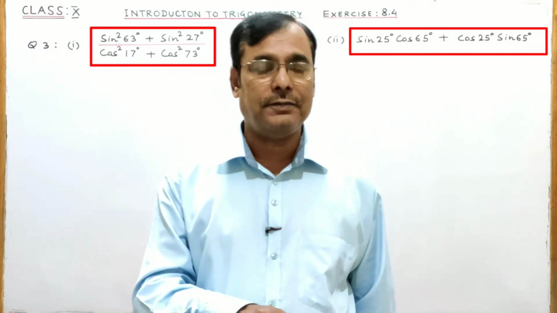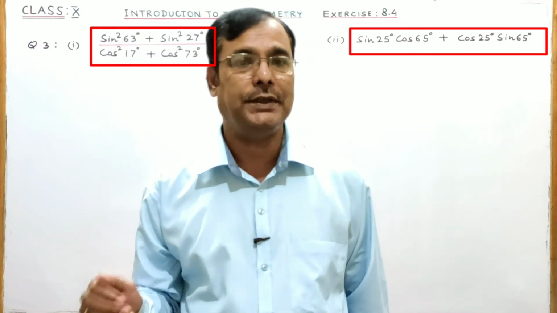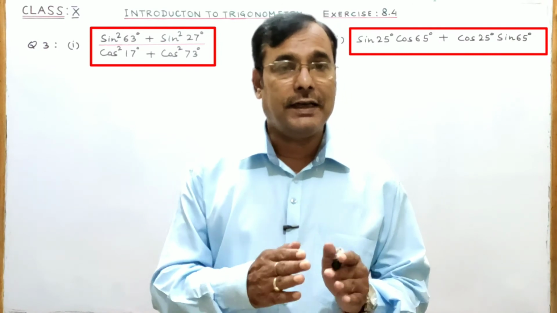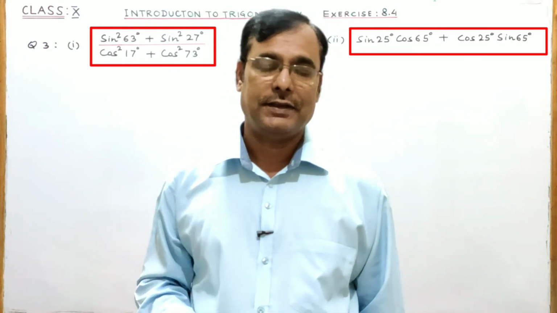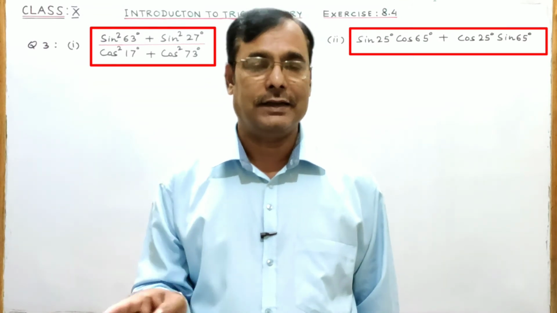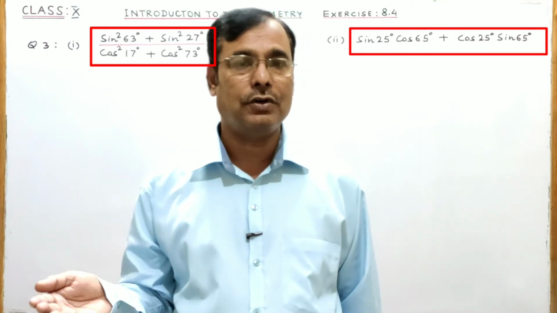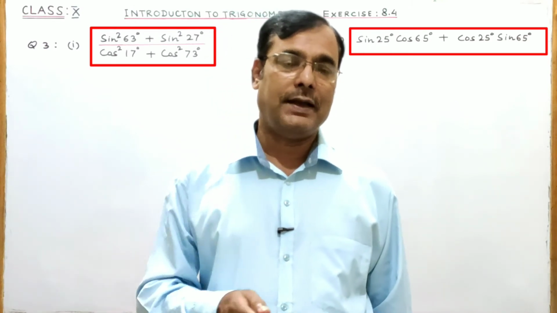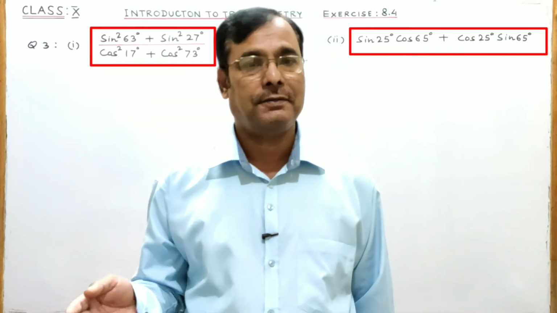So sin of angle A will be equal to cos of angle B. Sin of 30 degrees will be equal to cos of 60 degrees because 30 degrees and 60 degrees are complementary angles. Similarly, sin 50 degrees will be equal to cos 40 degrees and sin 40 degrees will be equal to cos 50 degrees.